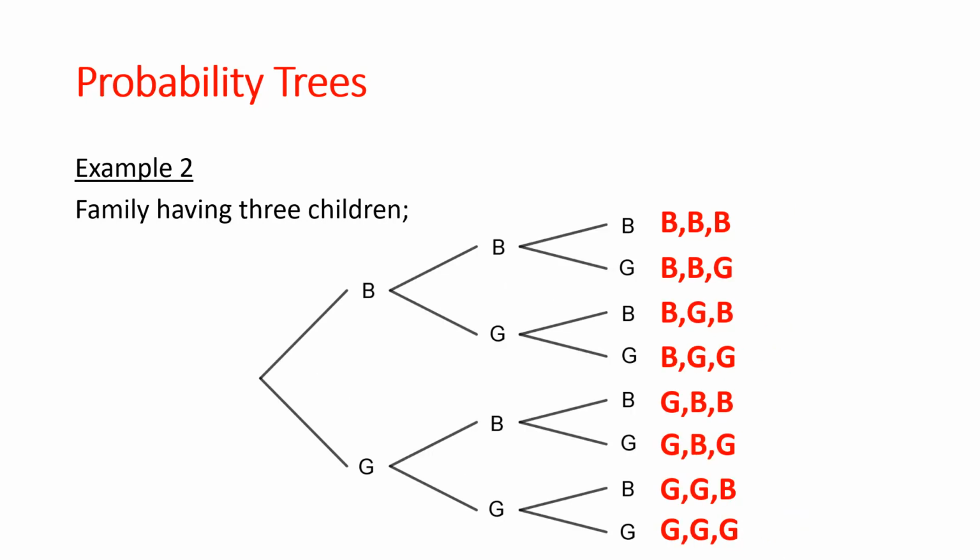4 outcomes. Here's the second example, which shows having 3 children, either boy or girl, and there are 8 possible outcomes in this experiment.